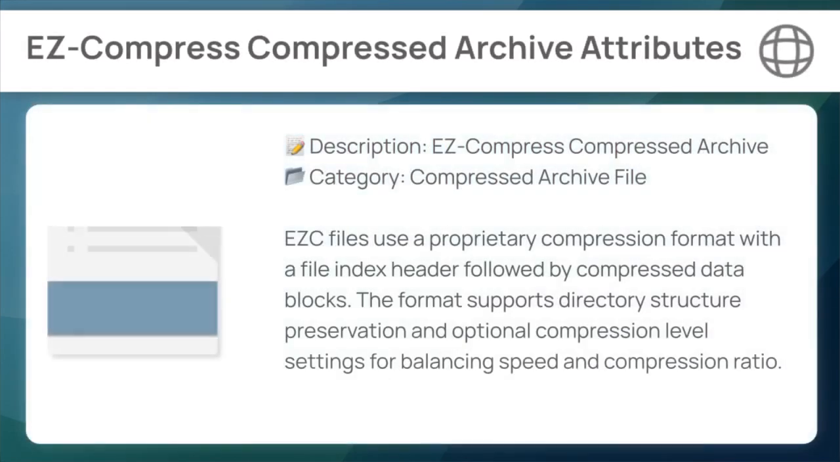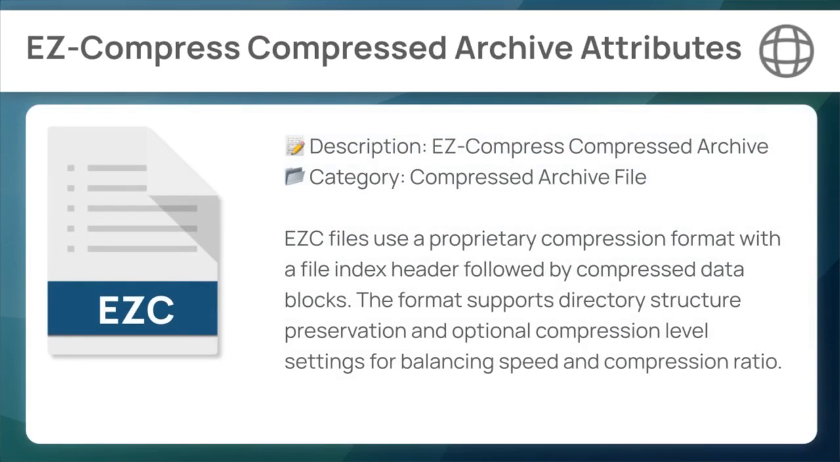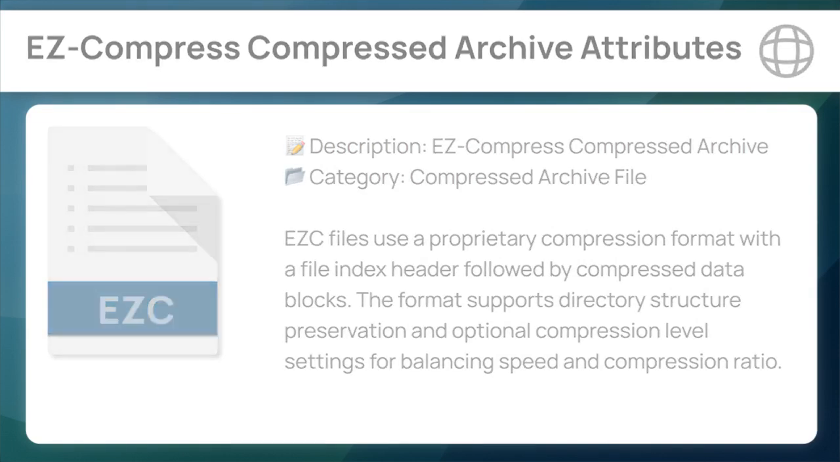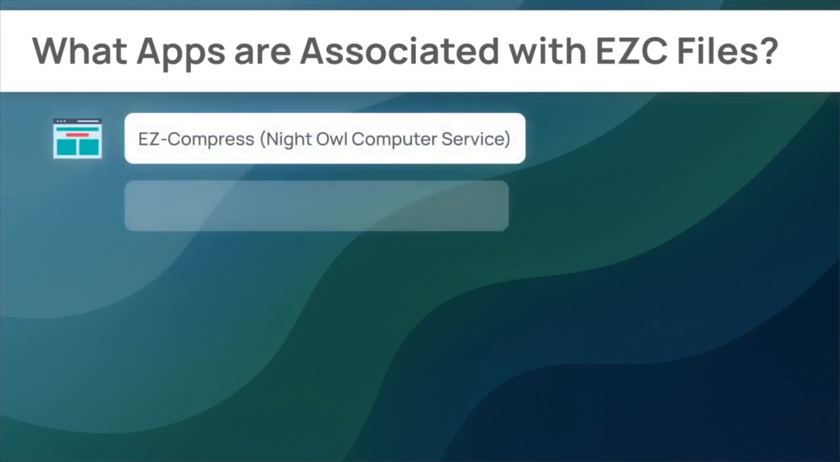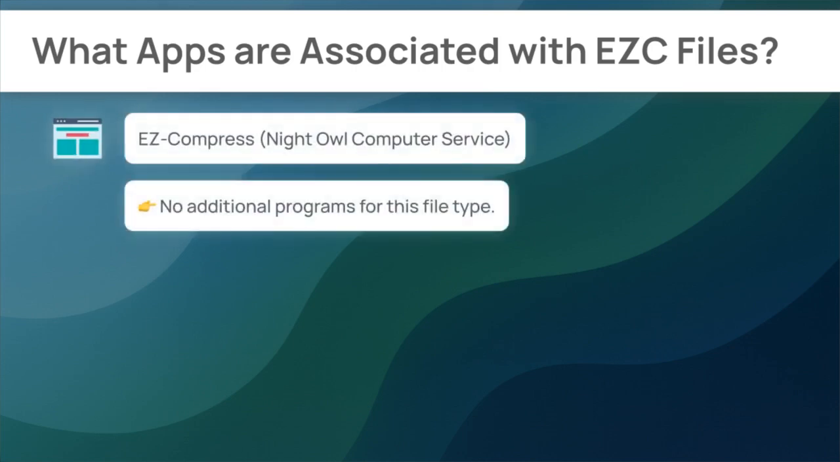EZC files use a proprietary compression format with a file index header followed by compressed data blocks. The format supports directory structure preservation and optional compression level settings for balancing speed and compression ratio. The EZC format operates under the official standard set by EZ-compress from Night Owl Computer Service.